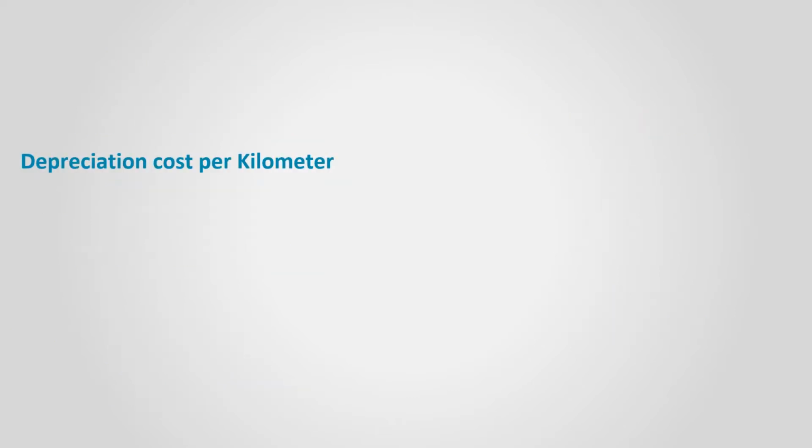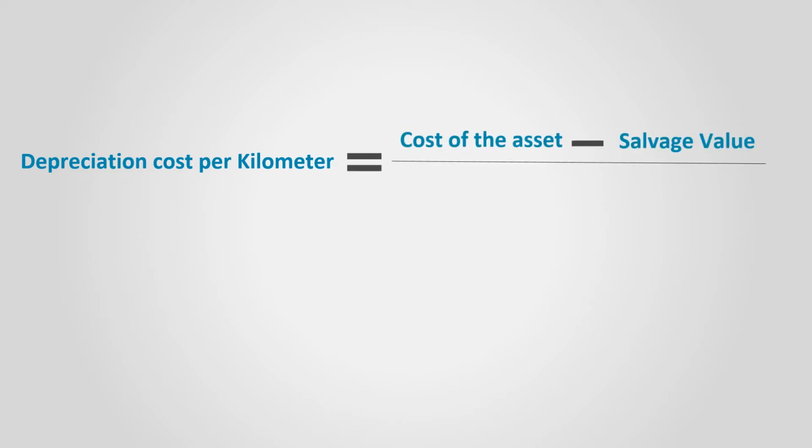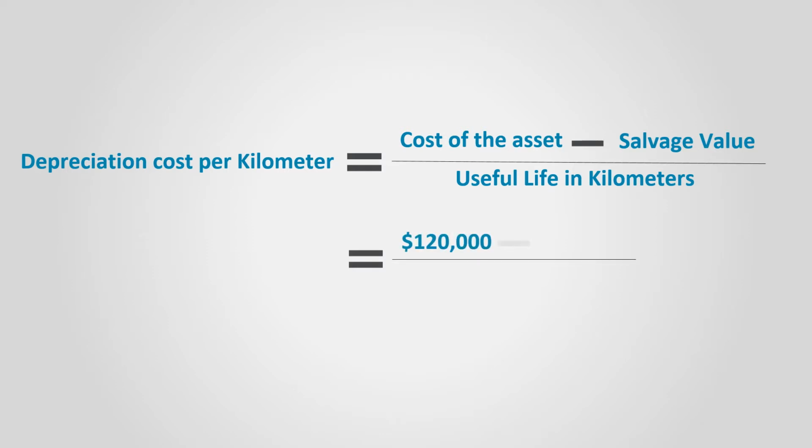Let's calculate the depreciation per kilometer. Depreciation is equal to the cost of the asset minus the salvage value over the useful life, which will be measured in kilometers in this case. So it is equal to $120,000 minus $20,000 divided by 400,000 kilometers, which will equal a depreciation value of $0.25 per kilometer.